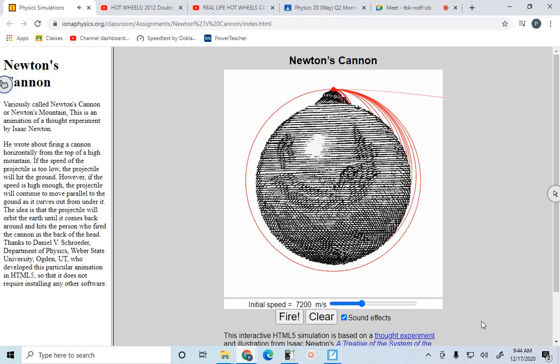That's supposed to be the cannonball hitting the person in the back of the head. So at about 7,200 meters per second, it falls, but it falls all the way around the Earth. And that's what he visualized was happening to the moon. The moon has a net gravitational force towards the center of the Earth, but it's just moving at the right speed so that it stays in orbit.